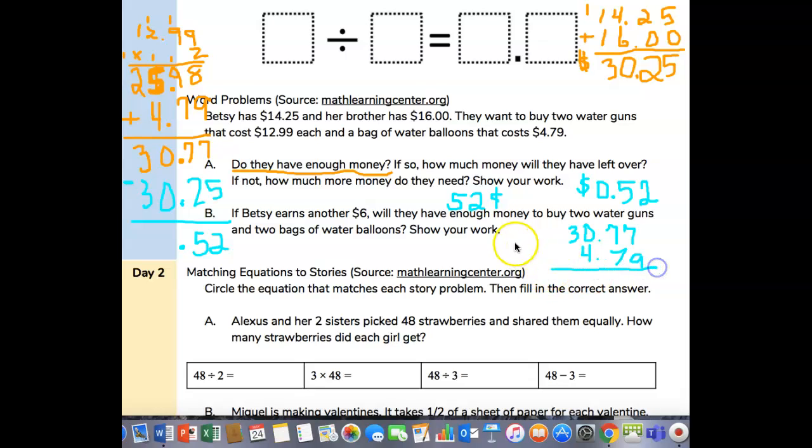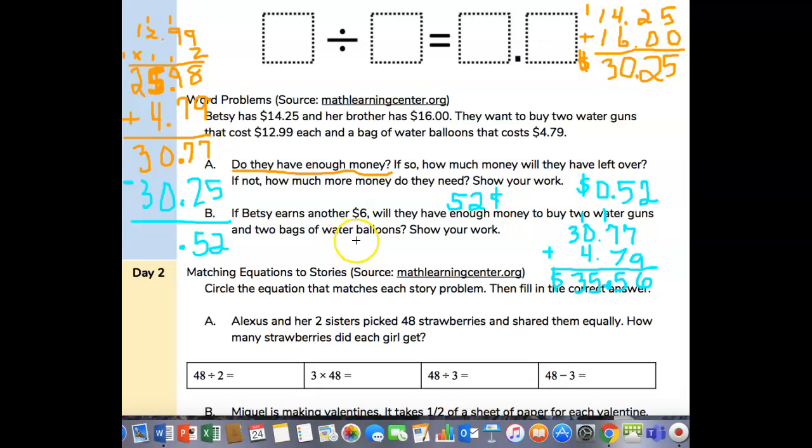We don't have to do all that work over again because we already did it. So 9 plus 7 is 16. Put down your 6, carry your 1. 7 plus 7 is 14, plus 1 is 15. Put down your 5, carry your 1. 4 plus 1 is 5. 3 plus 0 is 3. And now remember, this is adding decimals, so we just have to bring down our decimal point. So they will need $35.56.